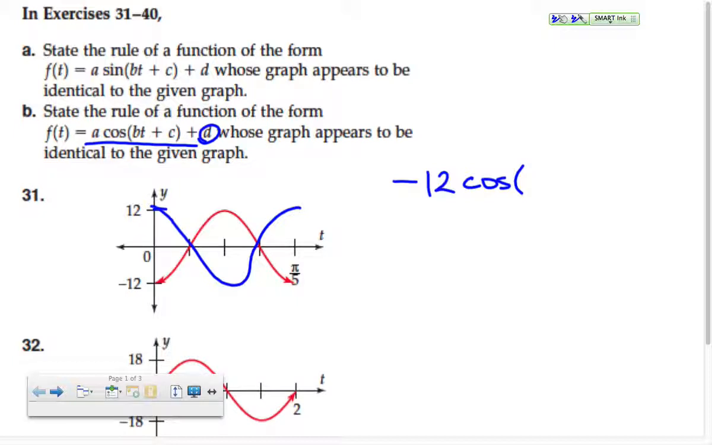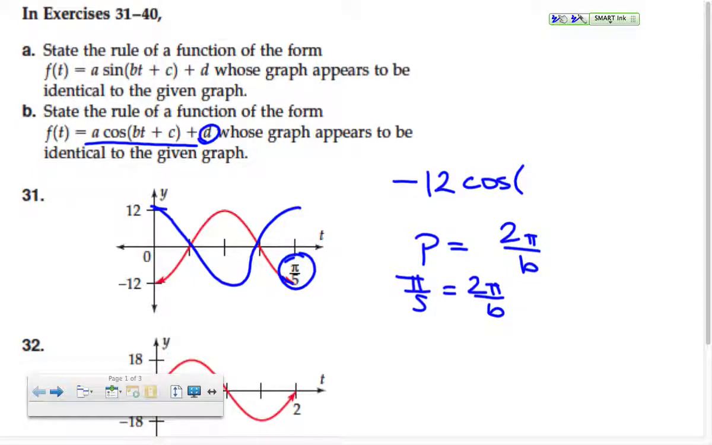Now, B is equal to, so the period is equal to 2 pi over B. I'm going to look really quick to talk about what our period is. You'll notice the period is pi over 5. So our period is pi over 5, which is equal to 2 pi over B. And now I'm simply going to solve for B.